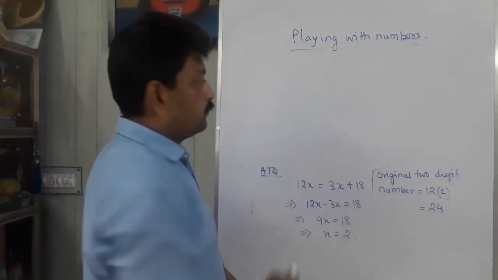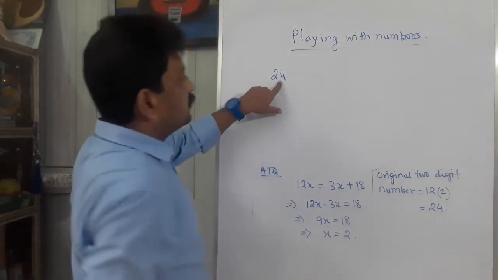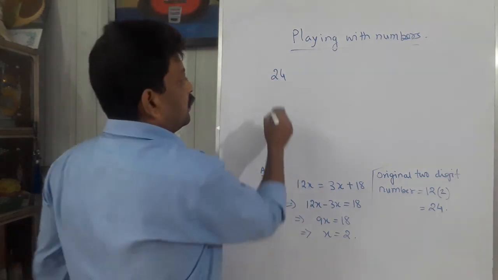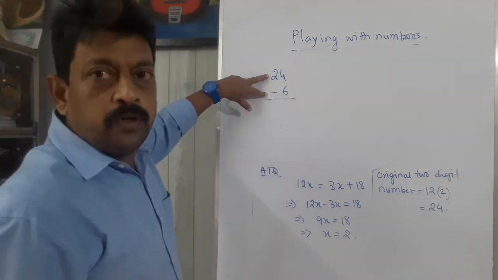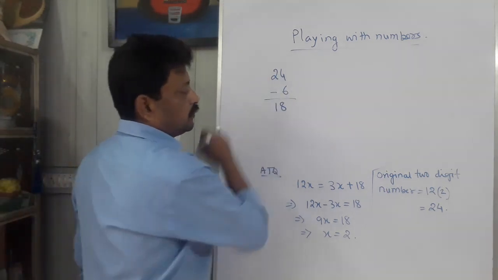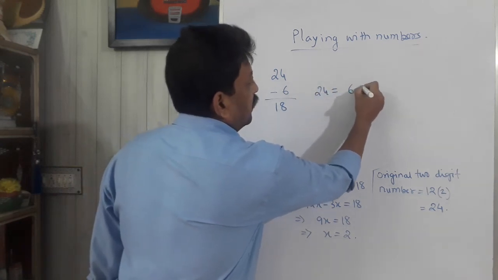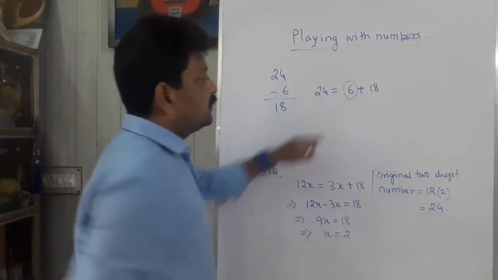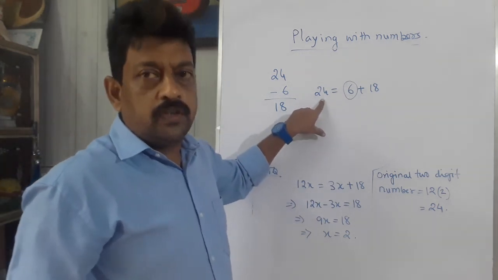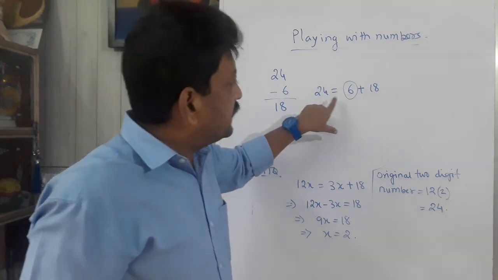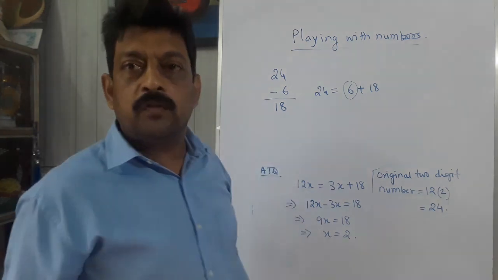The number is 24. Okay. And what is the sum of the digits? The sum of the digits is 2 plus 4, that is 6. Now if you subtract 6 from 24, how much are we getting? 18. So we can say that the number is 18 more than the sum of the digits. This is the sum of the digits, 6, and the number is 24. So here we have got the second condition, that the number exceeds the sum of the digits by 18. So our second condition is also correct.